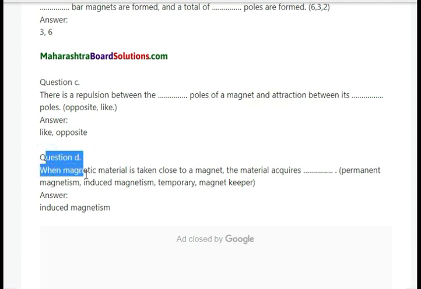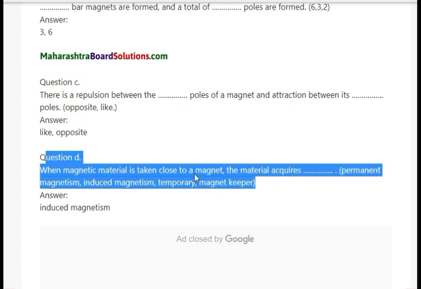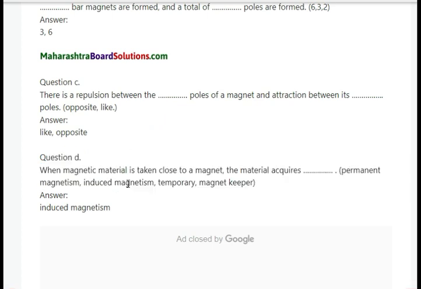Question D. When a magnetic material is taken close to the magnet, the material acquires permanent magnetism, induced magnetism, temporary magnetism, or magnet keeper. What is the answer? This is induced magnetism.